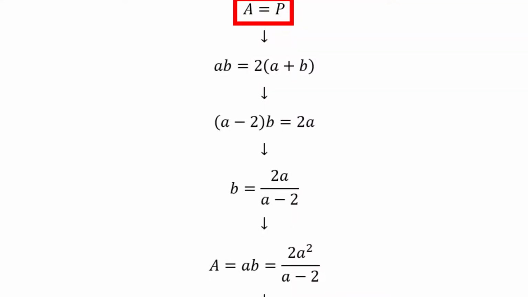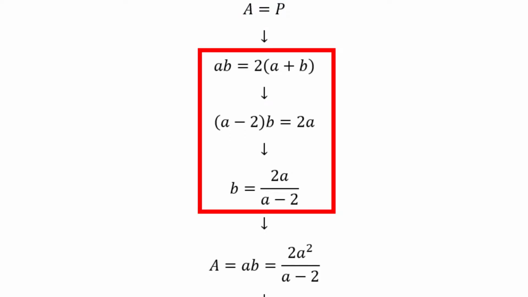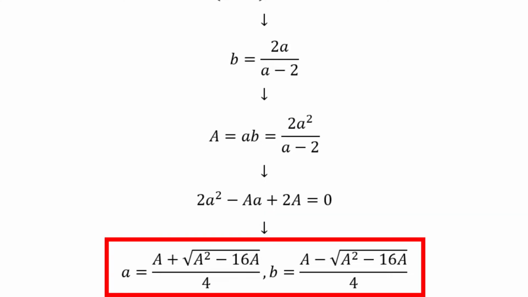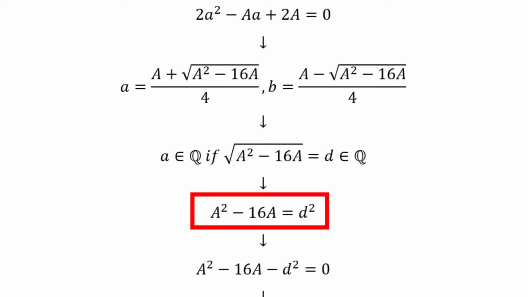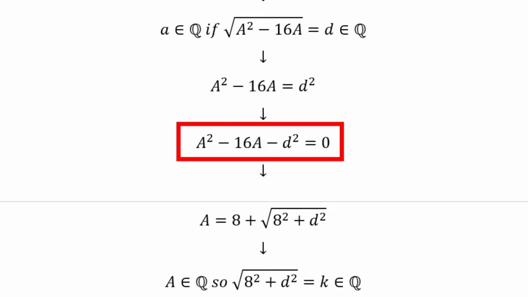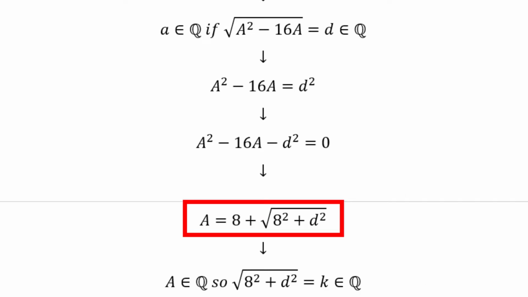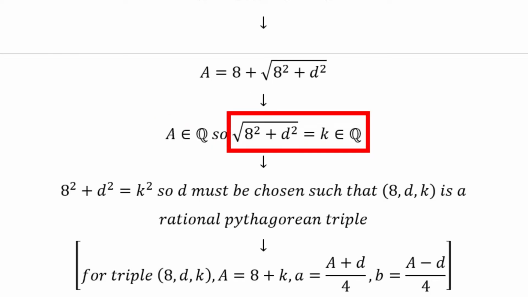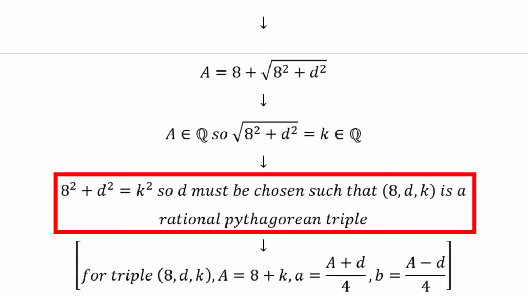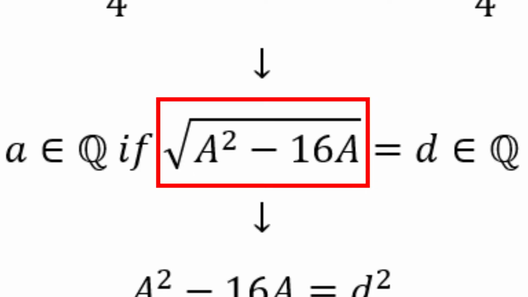But before we go any further, let's have a recap. By setting the area and perimeter of a rectangle to be equal, we create a relationship between the two side lengths, and that allows us to work out what they are in terms of the area slash perimeter, and if we want them to be rational, this term here must be rational, which means that this term must be a rational number squared. Arranging that into another quadratic equation and applying the formula gives us an expression for the area, and since it is rational, this must also be rational, specifically the hypotenuse of a rational Pythagorean triple containing the number 8 and this term from earlier.